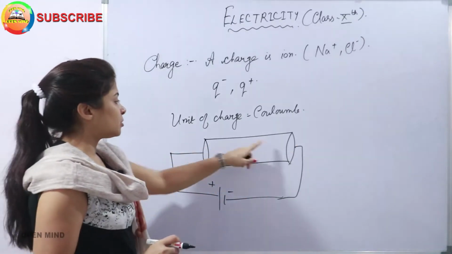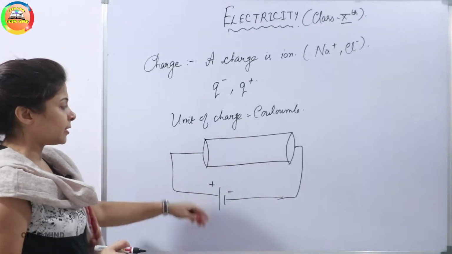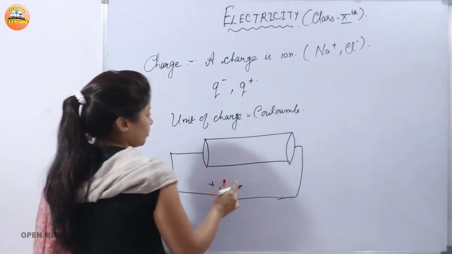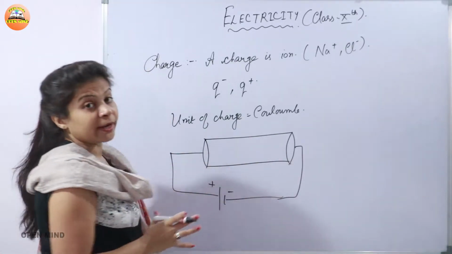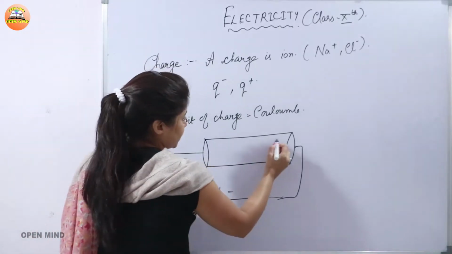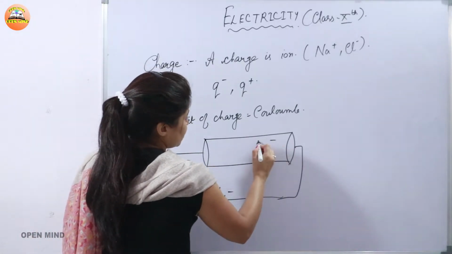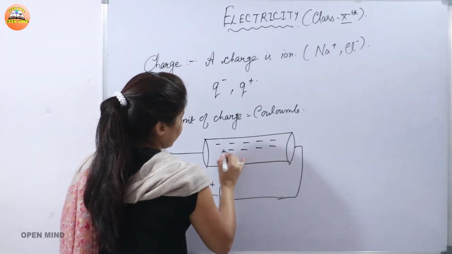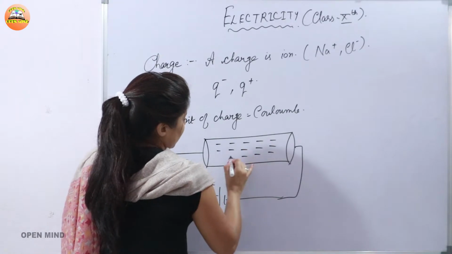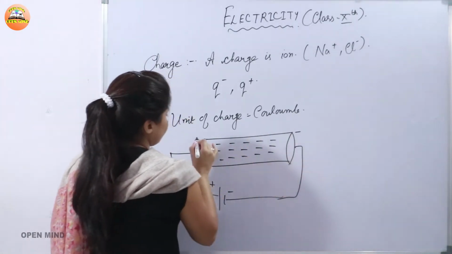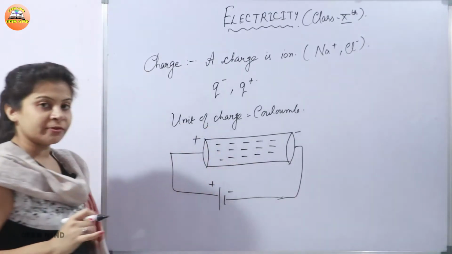Now, whenever the two ends of the conductor are attached to a cell or a battery, the potential difference between the two ends of the conductor increases. Whenever the potential difference increases, the negative charges start moving towards the positive charges in this way. As a result, the charges are flowing in this direction. That means the charges are flowing from negative to positive.